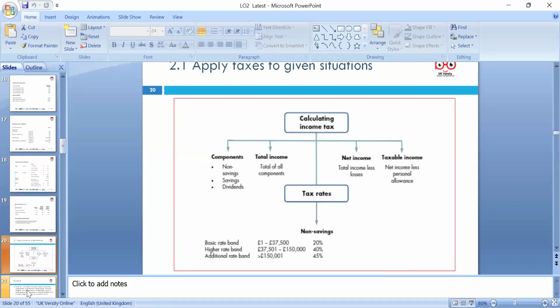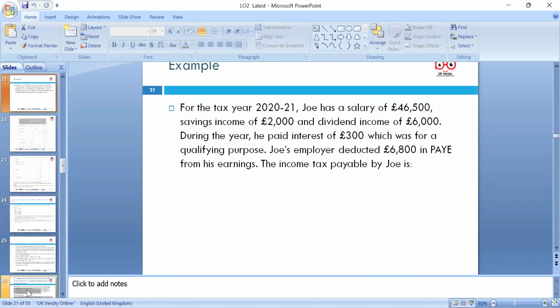So 2.1, apply the tax in a given situation. For calculation of income tax, we look at the different components: total income from all components, non-savings, savings, employment, property income. The tax rates, as we mentioned, are 20, 40 and 45%. So let's look.